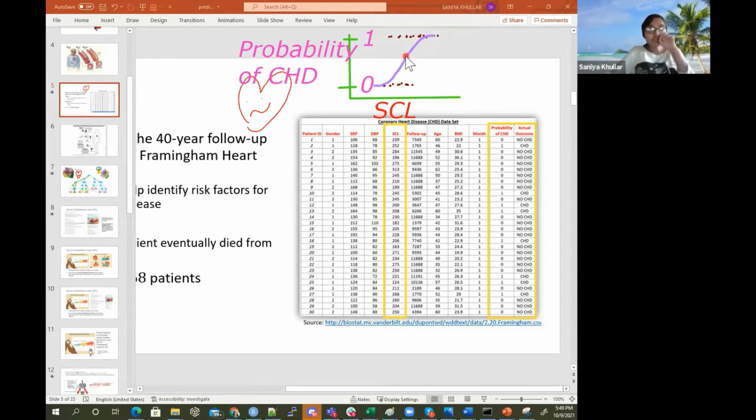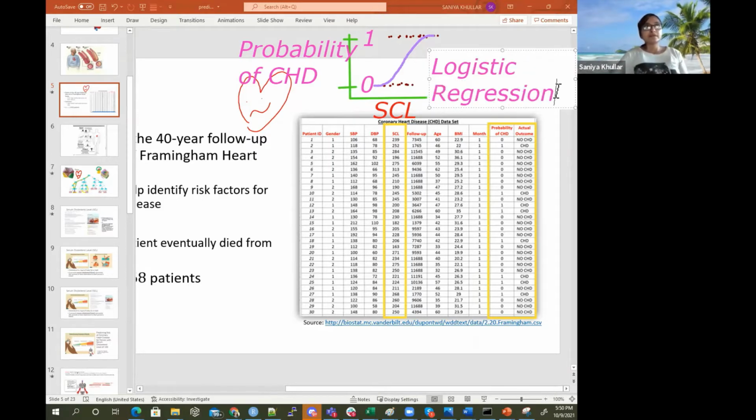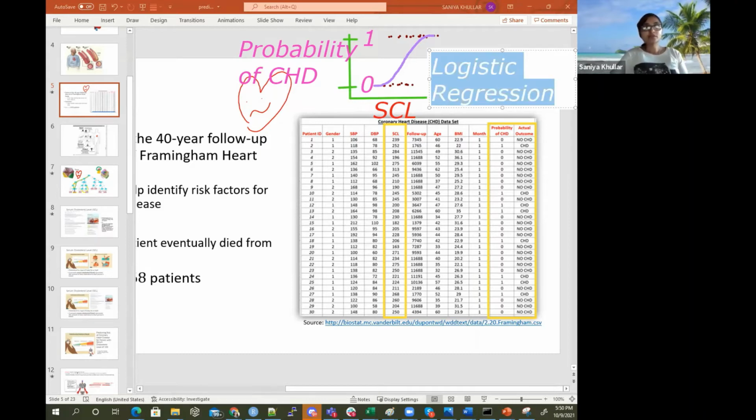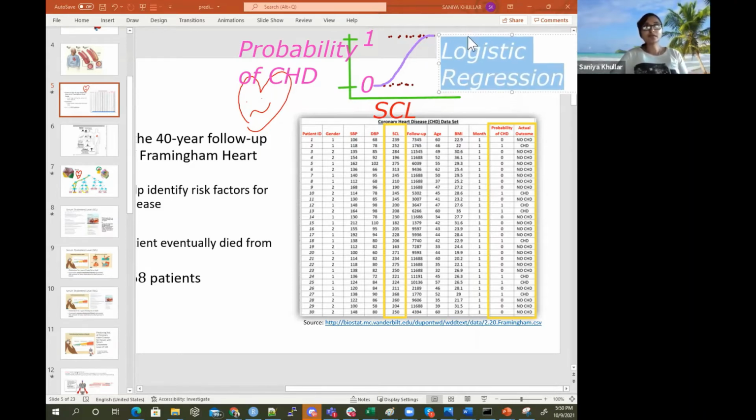Okay. So all you're trying to do is fit a model that can give you not just 0 and 1, but tell you the probability. This is a type of model that you can make. It's called a logistic regression model, and it looks like an S, smooth like an S as well.